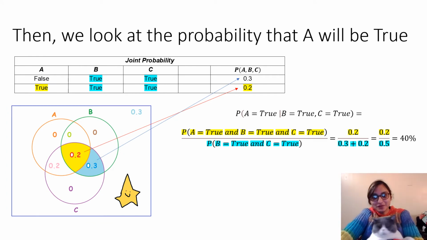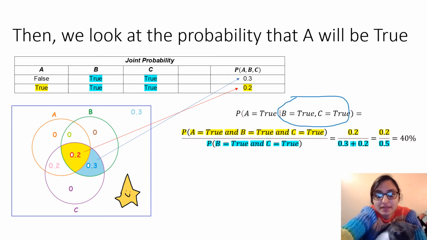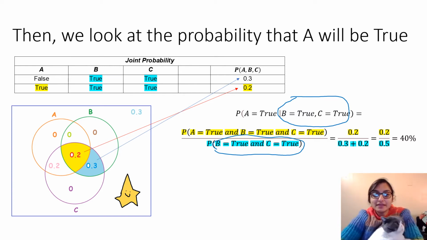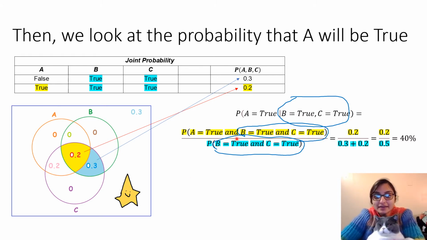So basically, we want to see the probability that A will be true. So we look here, this is the probability B is true and C is true, regardless of whether A is true or false. And in Bayes' rule, the truth is that we're conditioning on this one thing, B being true and C being true. And that's what the denominator is going to be: the probability that B is true and C is true. And that's sort of what happens in the numerator. We look at where B is true and C is true, but then we also add in A being true.